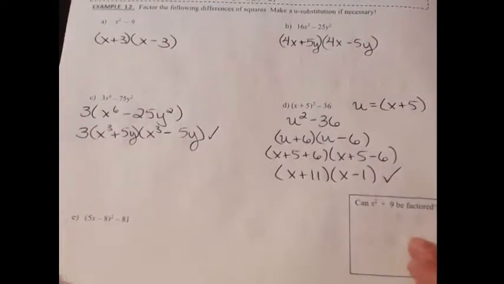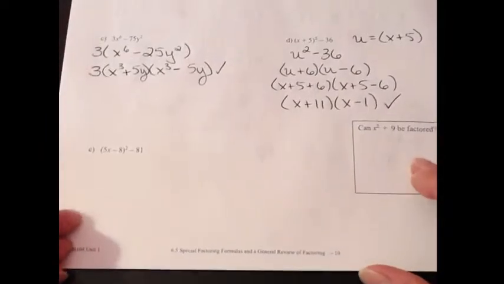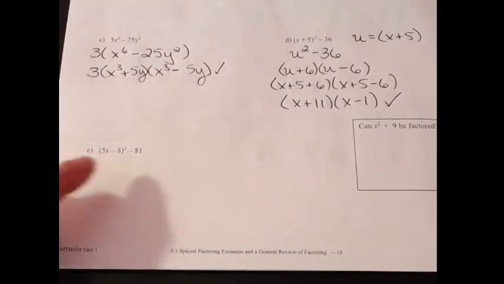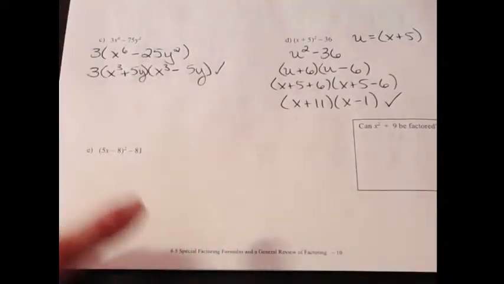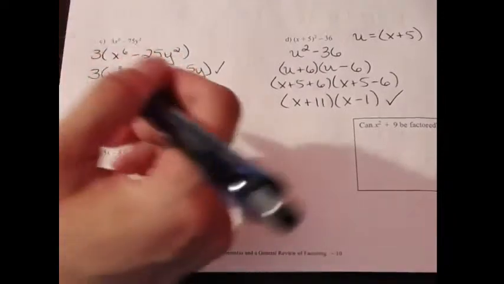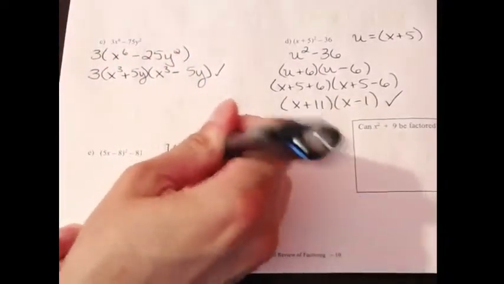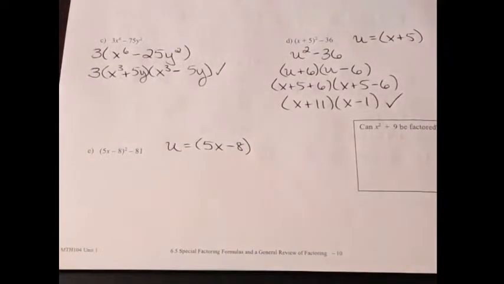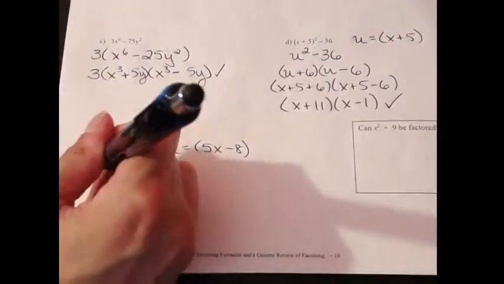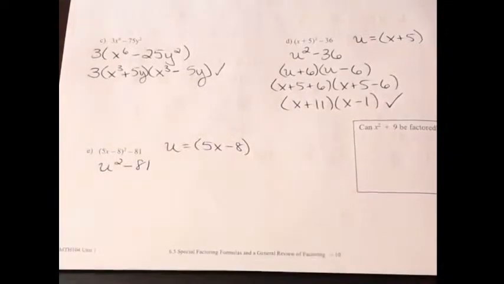Take a look at part E. We have 5x minus 8 to the second power minus 81. Isn't this a perfect example to say, well, I don't want to write 5x minus 8 twice, distribute, combine like terms, bring the negative 81 in there, and then factor, if really I could just make u equal 5x minus 8, right? So check this out. If I say, let's call 5x minus 8 u, then this becomes u squared minus 81.